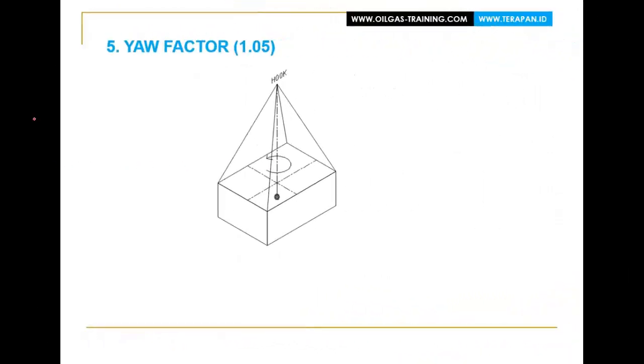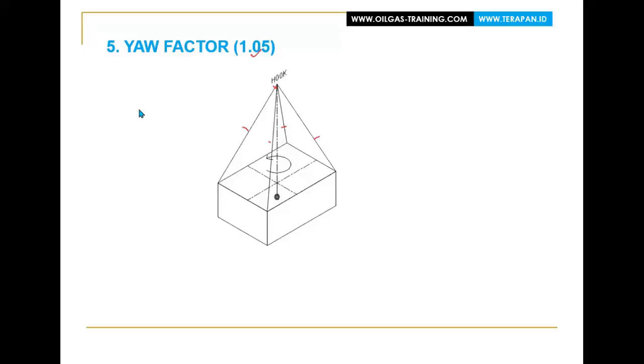The next factor is the yaw factor. We use this factor to anticipate the occurrence of rotation about the vertical axis when the object is lifted. This will also certainly make the sling tension increase. We give the value 1.05.